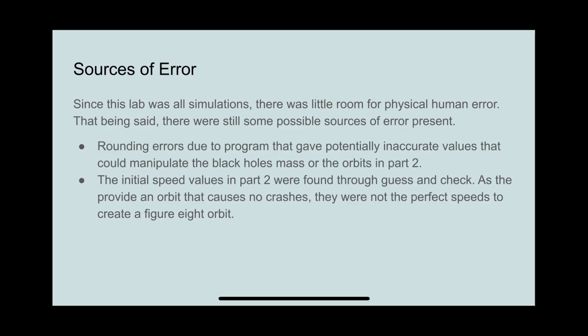The rounding errors through the program potentially gave rounded values that could manipulate the black hole's mass or the orbit in part 2. And then the initial speed values in part 2 were also found through guess and check, and this could provide an orbit that causes no crashes. And as this did provide an orbit that caused no crashes, there were not the perfect speeds to create a figure 8 orbit. All right, now for the discussion.